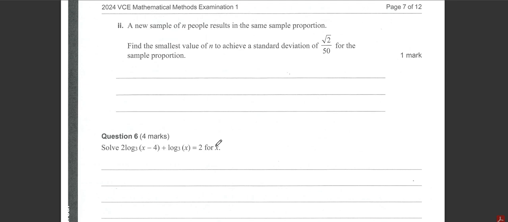A new sample of n people results in the same sample proportion. Find the smallest value of n to achieve a standard deviation of root 2 on 50. So just solving the equation here. Root 0.24 on n is equal to root 2 on 50. So this gives, let's just square both sides, 0.24 on n is equal to 2 on 2,500, which is 1 over 1,250. And then what do we have here? We have 24 over 100.